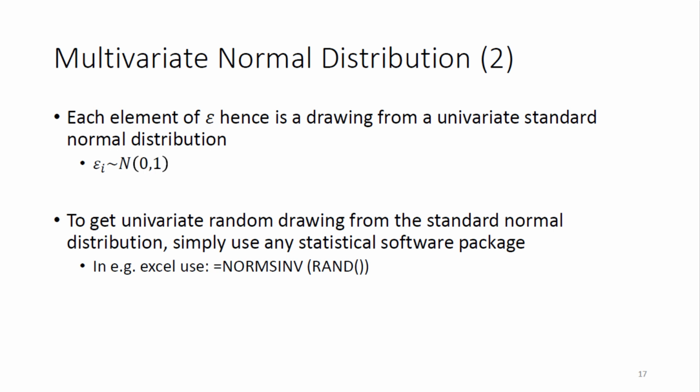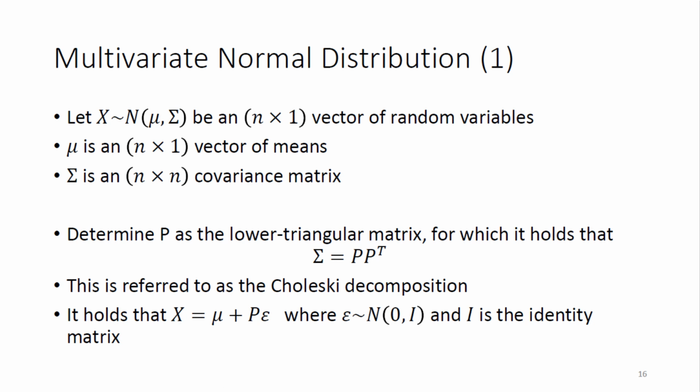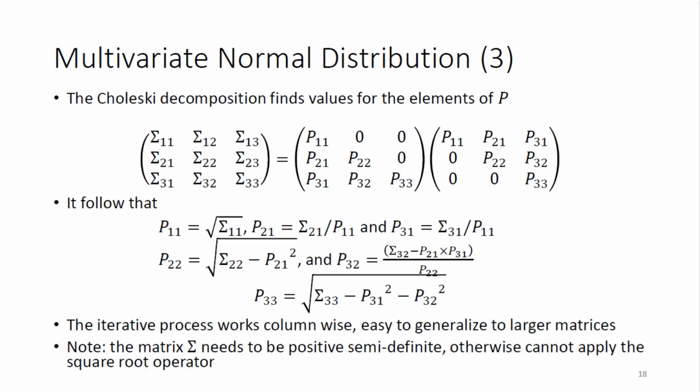Even in Excel, the code is NORM.S.INV of RAND, where RAND is a uniform drawing, and NORM.S.INV then transforms that uniform drawing between 0 and 1 to a drawing of the standard normal distribution function. So there are a couple of steps to take. You need the Cholesky decomposition, and then you need to do the drawing of the univariate normal distribution function, and you do it a couple of times. Once you've done that, you put the drawings in epsilon, you multiply them with P, and you add the mu, and then you have a drawing for x.